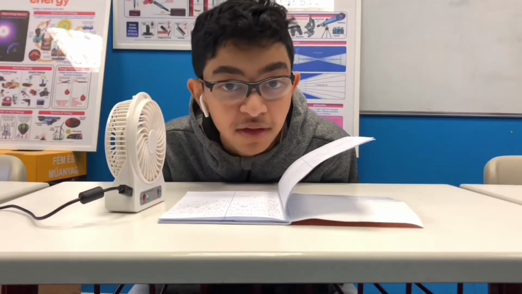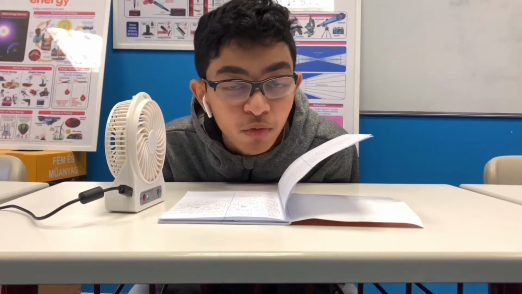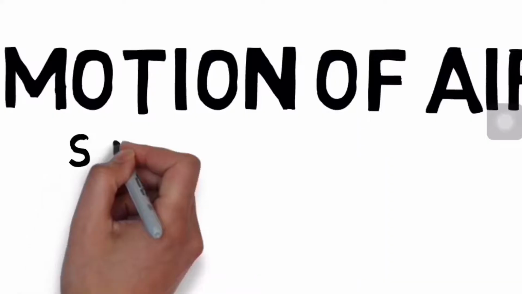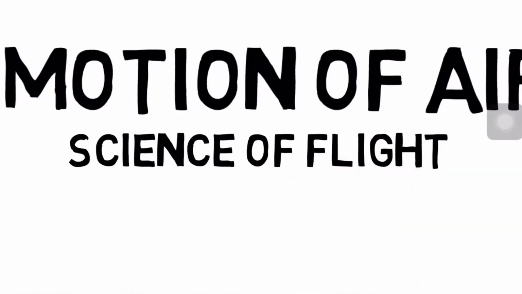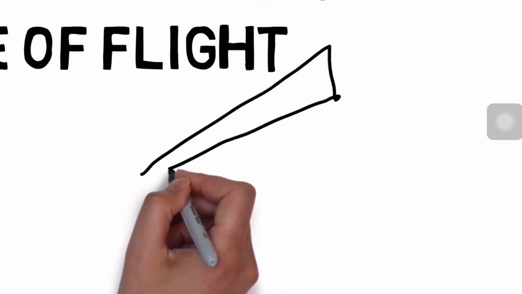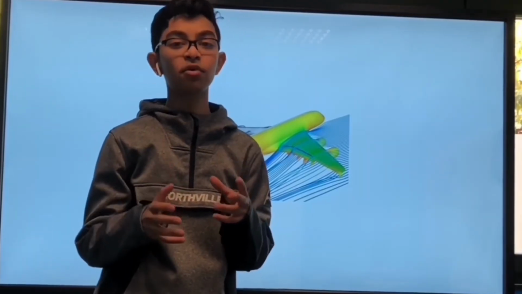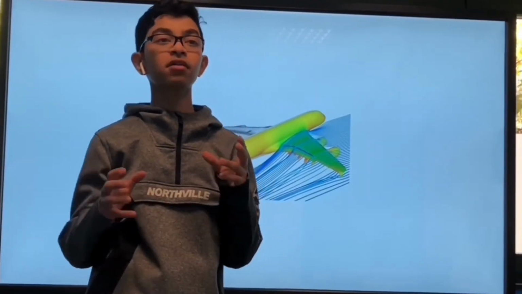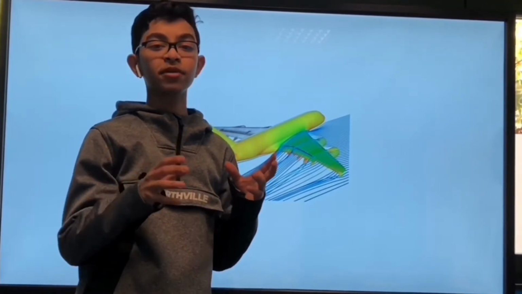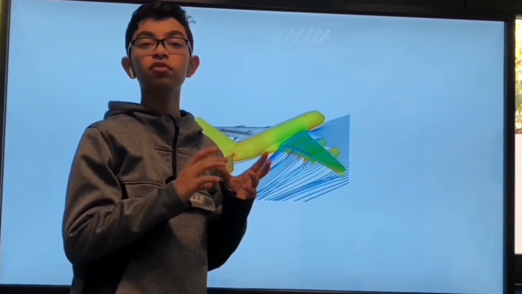We live in an ocean of air, and air is a fluid. Since it's a fluid, it affects whatever object it interacts with, including aircrafts and automobiles. In this video, we're going to talk about the study of motion of air, the science of flight. Dynamics is very important because it helps us understand and predict how an object would move through the air.